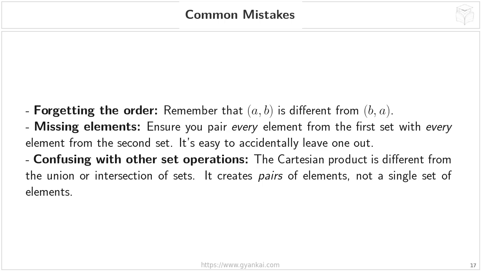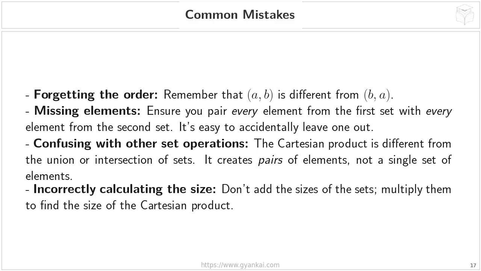It's crucial to remember what the Cartesian product does. It's not the same as finding the union or the intersection of two sets. The union combines all unique elements from both sets into one. The intersection finds elements common to both sets. The Cartesian product, however, doesn't give you a set of elements. It gives you a set of ordered pairs. Each pair combines one element from each of the original sets.